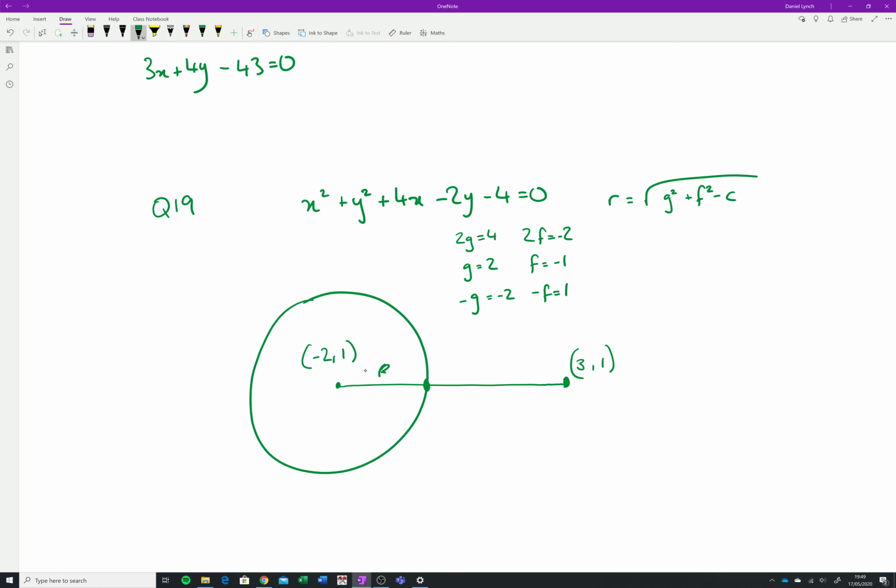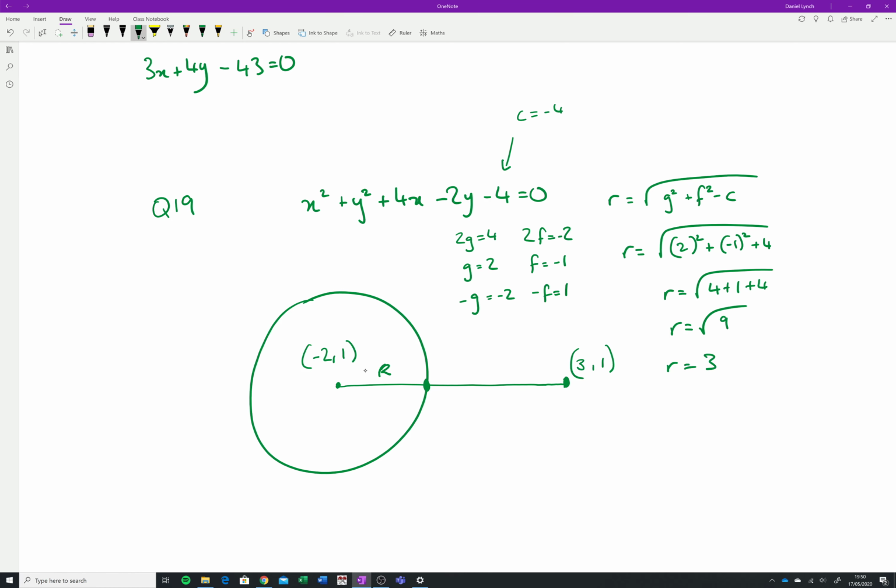So what are we trying to do? We're trying to get the radius here. So the radius is g squared, so that's 2 squared, added to minus 1 squared, minus the c value. C is minus 4, so minus c is plus 4. So the radius is equal to the square root of 4 plus 1 plus 4. The radius is the square root of 9. The radius is 3.